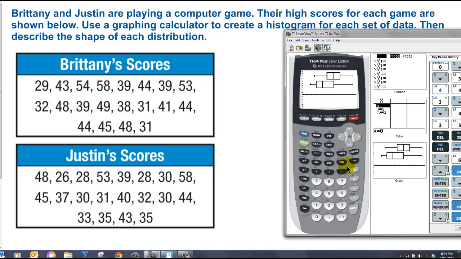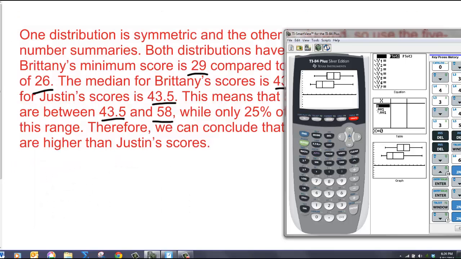And as we were talking before, we said that Brittany's, most of her scores were higher than Justin's, and you can see that in the box and whisker pretty easily, because we see that 75% of all Brittany's scores are from this low point here out to this high point, even though the two high points are the same, while 75% of Justin's scores only reach the median value of Brittany's scores. So really Brittany's probably the better player.